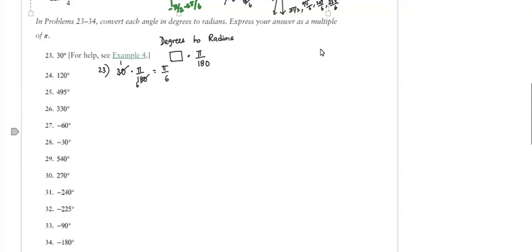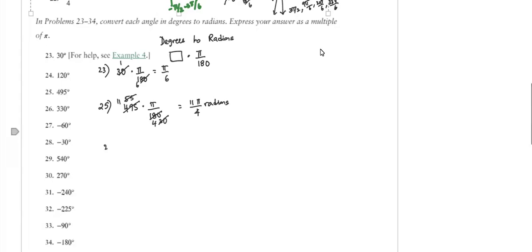Then 25 is 495 degrees. So you do the same thing in here. So let's reduce this. 495 is divisible by 9. How do I know that? Because if you add all the digits, it is divisible by 9. Therefore, I know that the number itself is divisible by 9. So this goes into 9 20 times. This goes into 9 55 times. Now this goes into 5 4 times. This goes into 5 11 times. Therefore, my answer is 11 pi over 4 radian measure. So you can put radians right next to it.